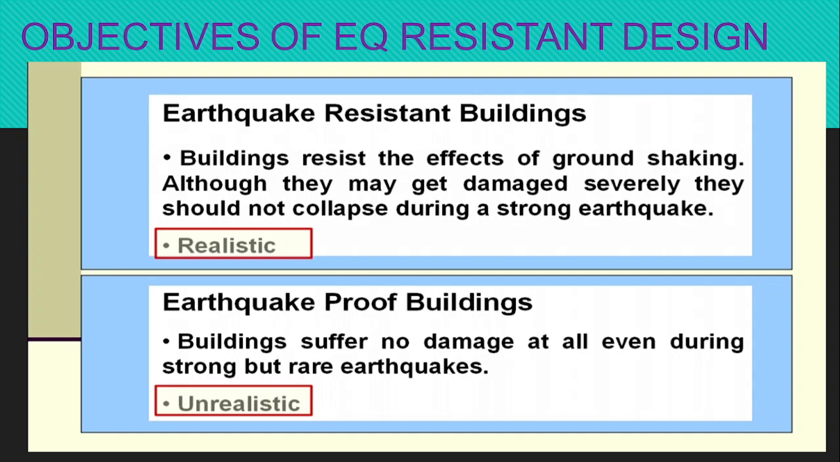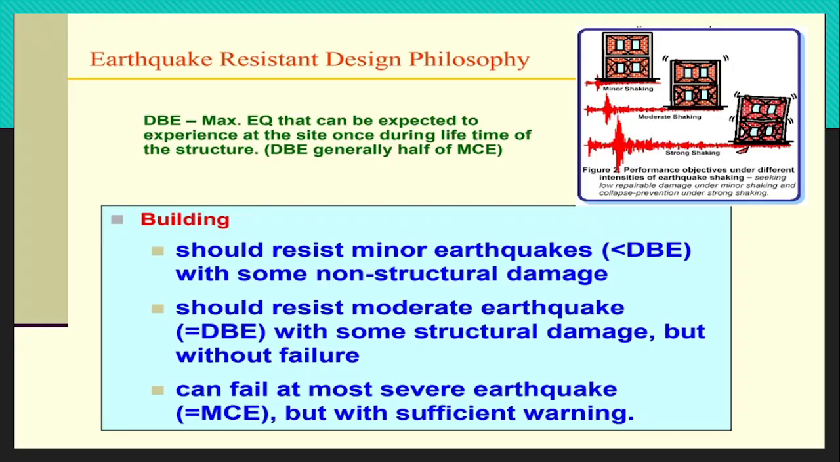The objectives of earthquake design can be looked at in another way also. We will go in a realistic way such that buildings resist the effects of ground shaking. Although they may get damaged severely, they should not collapse during a strong earthquake. This is the first possibility. If you go in an unrealistic way, earthquake proof buildings, the building suffers no damage at all even during strong but rare earthquakes.